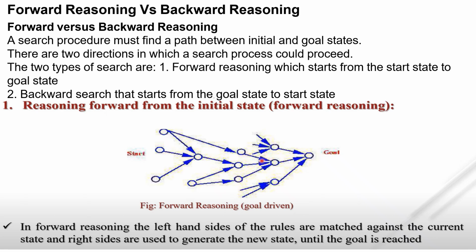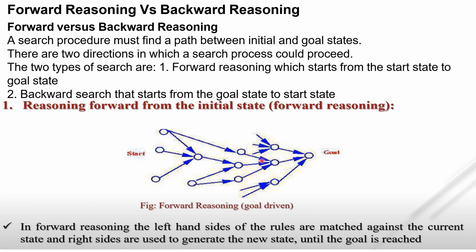For example, the fact is: it is raining. The rules that we are going to apply: if it is raining, then the road is wet. If the road is wet, then traffic is slow. So raining, road wet and traffic slow. The goal is reached with traffic slow.